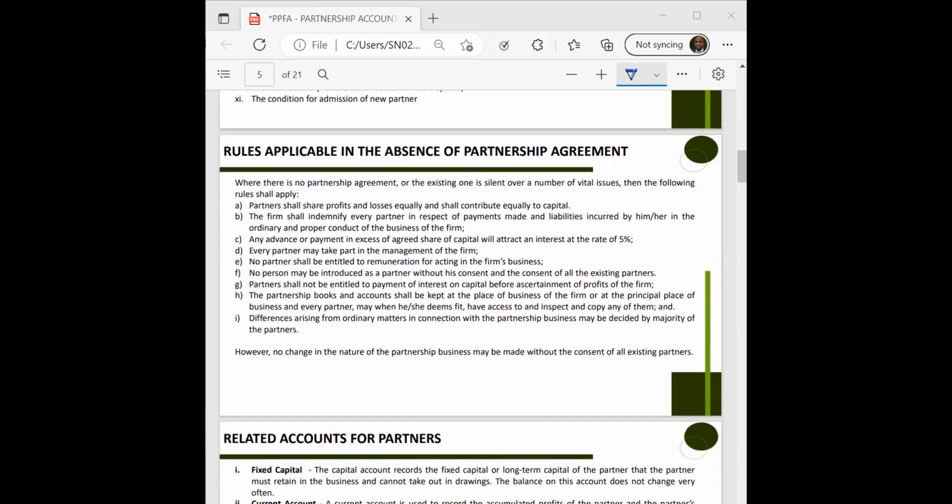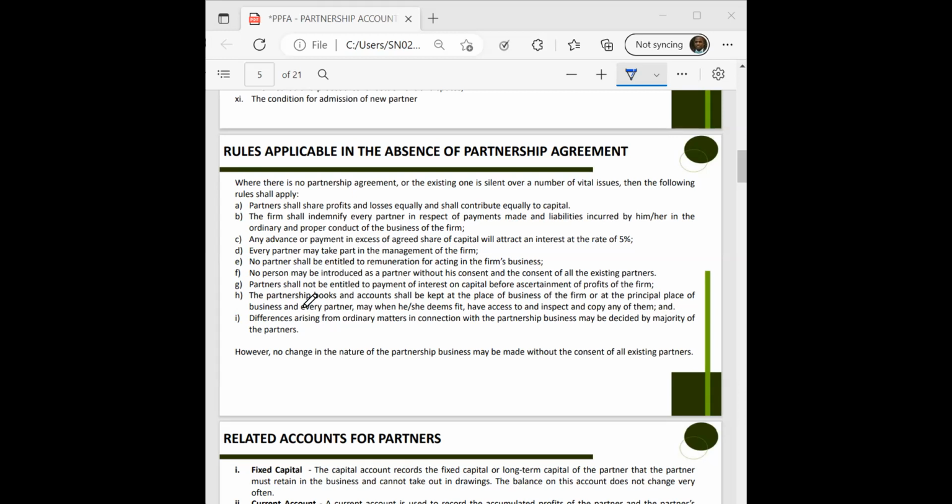In some other instances, you will find that maybe there is no partnership agreement, or the existing one is silent over a number of vital issues. Then the following rules shall apply. These rules will only apply where there is no partnership agreement, or yes, there is a partnership agreement, but it was silent on some conditions that we need to clarify. It's only when it's silent that you now go to apply these rules.